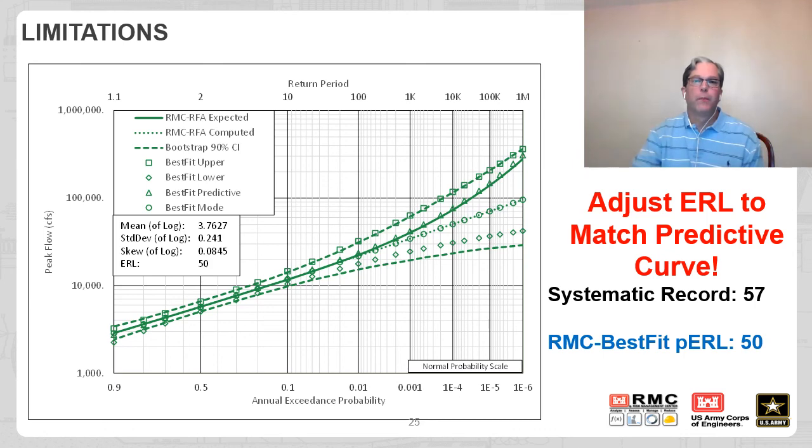A good rule of thumb is to match the posterior predictive curve from the Best Fit analysis to the expected curve from the RFA analysis. Strictly speaking, this new estimate of 50 years is not really an effective record length estimate, so we are going to call it a pseudo effective record length estimate. This is the value that we would want to use in our RMC RFA analysis. Future versions of RMC RFA will address this issue and eliminate these limitations that come with the RMC toolbox.